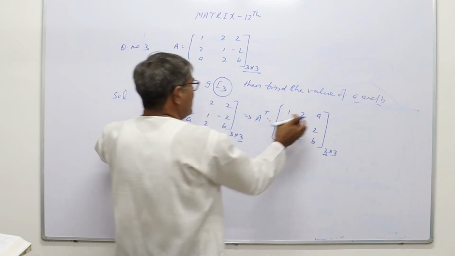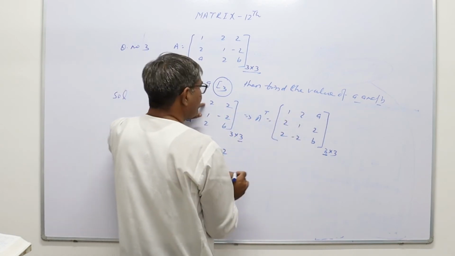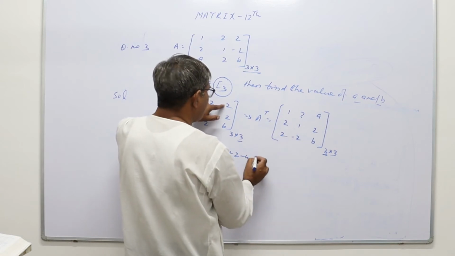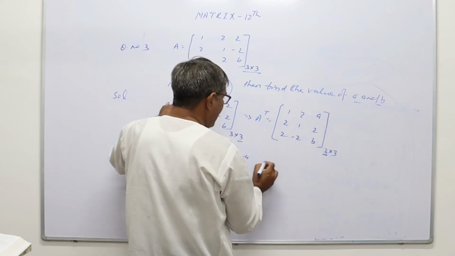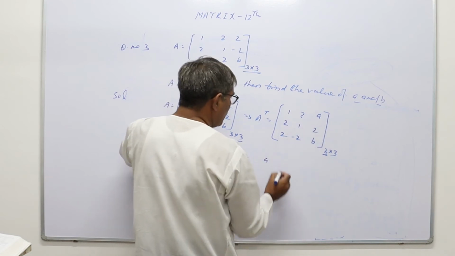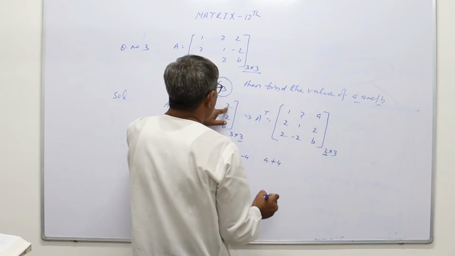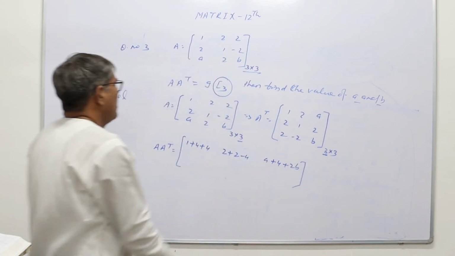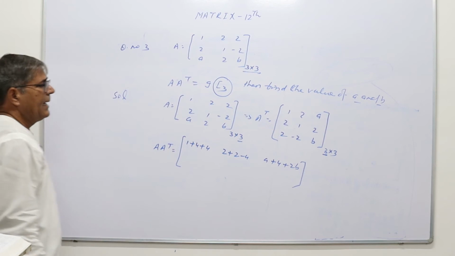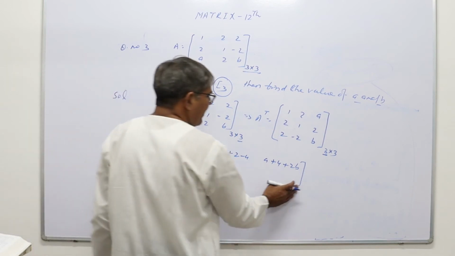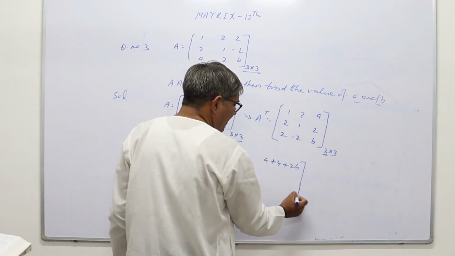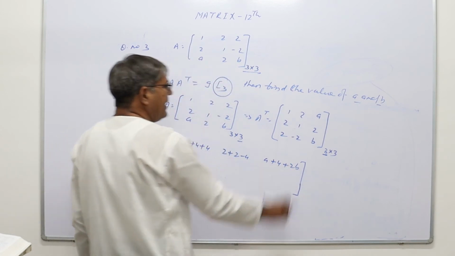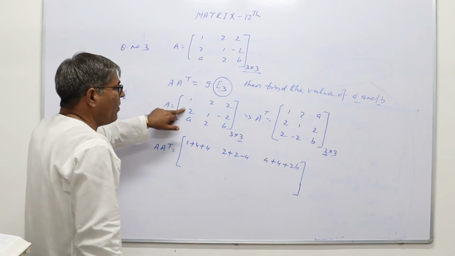Then 1 into 2, that is 2, 2 into 1, that is 2, 2 into minus 2, that is minus 4. Then 1 into a, that is a, 2 into 2, that is plus 4, and plus 2b. This is the first row of the required resulted matrix, because first row will be multiplied with first column, then second column, and then third column. Now we will take second row.